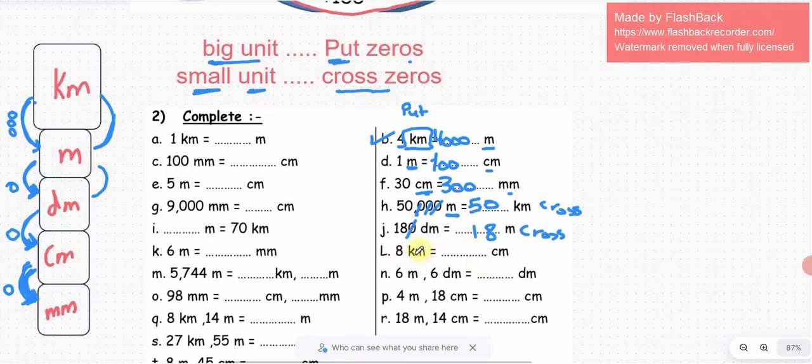8 kilometer equal how many centimeter? Kilometer is big unit. Between kilometer and centimeter, let's check. Move step by step. Here we have 3 zeros. And this step 1 zero and another step 1 zero. How many zeros in all between these distance? 5 zeros. So I'm gonna put beside 8, 5 zeros to be 800,000.